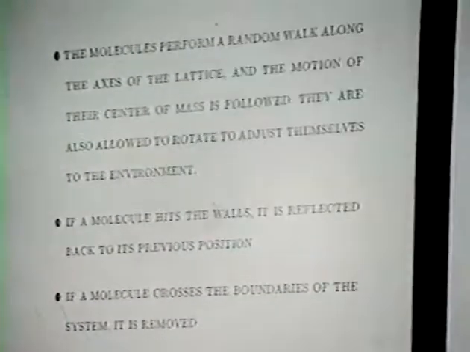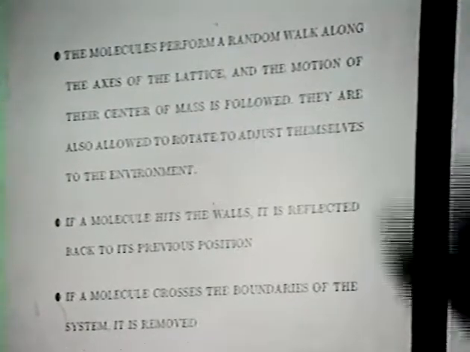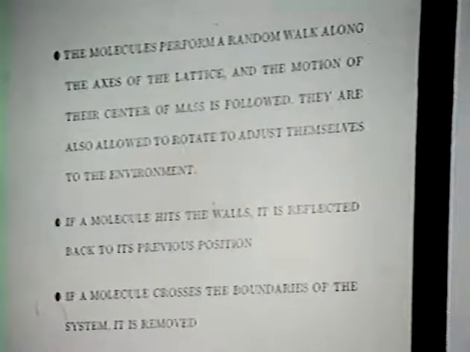Then we let the molecules do a random walk along the axes of the cubic network, and if the molecule hits one of these parallel sheets, we just reflect it back, because experimental data indicates that there is no absorption on these parallel sheets. If the molecule crosses the boundary of the system, we just remove it from the system. So that's just like the experimental situation.